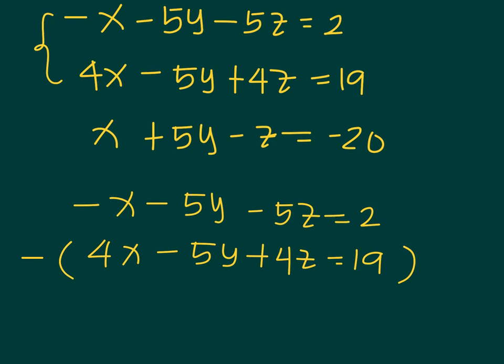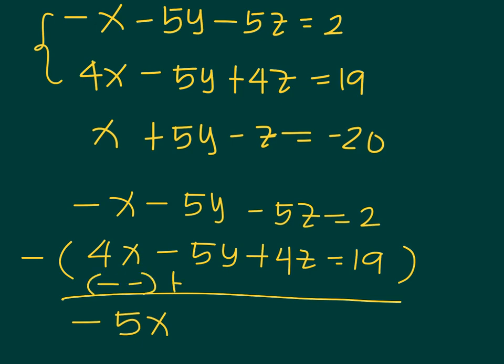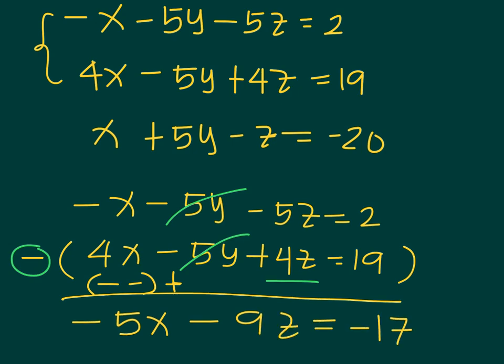Performing the subtraction, negative x minus 4x is minus 5x. Negative 5y minus negative means positive, so a negative 5y and a plus 5y will become 0. That is why the y will be eliminated. Then minus 5z minus 4z will be minus 9z, and 2 minus 19 is negative 17. So make sure that you perform the operation correctly.